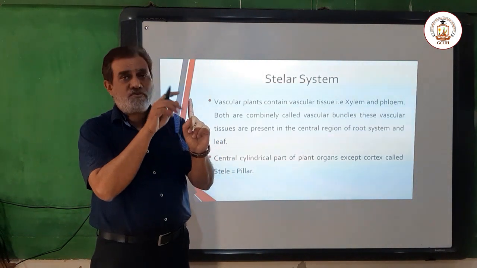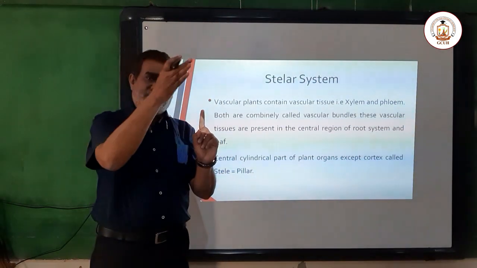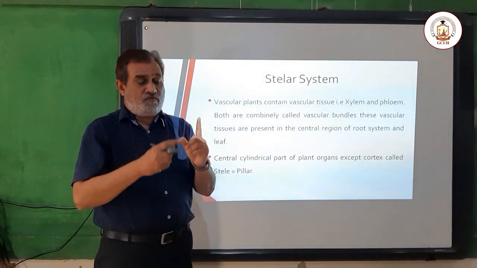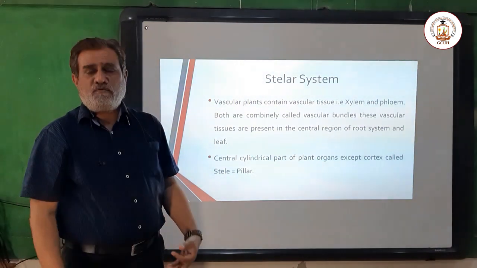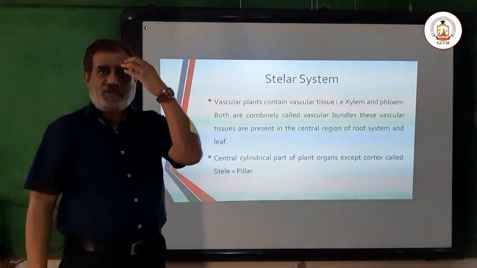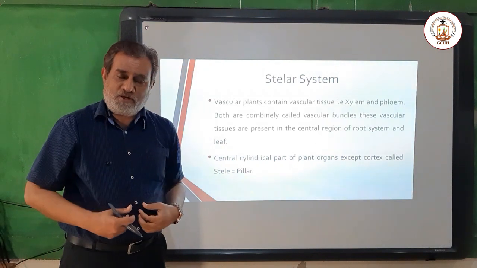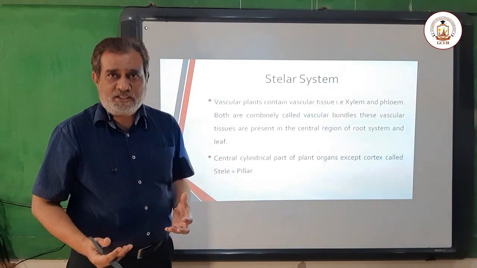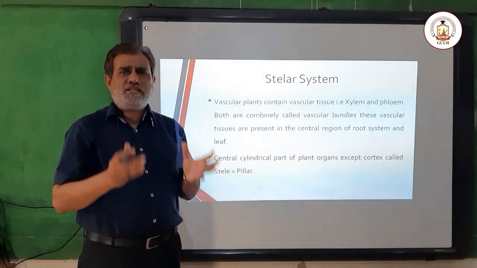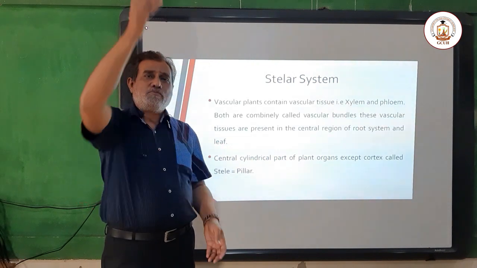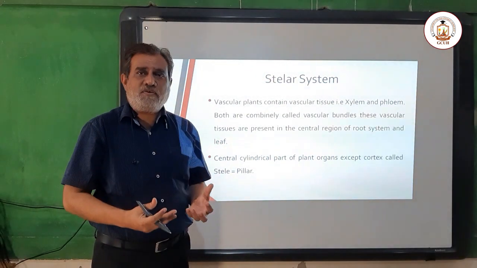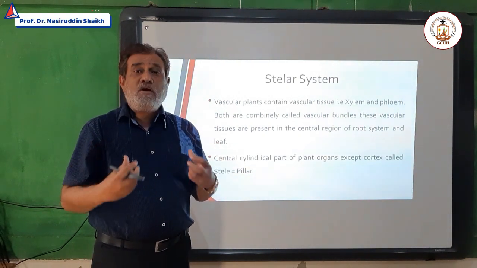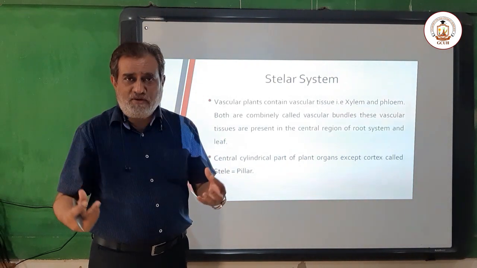Then we study what the first layer is and what is inside it, up to the central region. Now, if the internal structure is not uniform, like my body, here is something, there is something, then we don't take the transverse section, we take the longitudinal section. But plants are usually the same from top to bottom internally, so we usually, not always, take the transverse section.